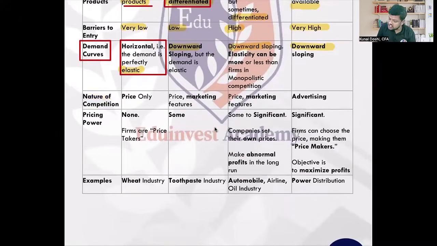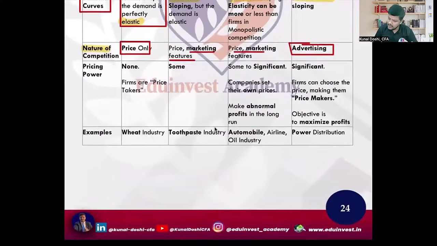Now, nature of competition. In perfect competition, it is only related to price, but in monopolistic competition, it is related to price and the marketing feature which the company is trying to promote. For example, they might say that my toothpaste has more freshness than the other toothpaste, etc. Correct? Same goes with oligopoly. Oligopoly also has price and marketing features, but monopoly competes only on the basis of advertising. Yes, they do advertising even though they are a monopoly.